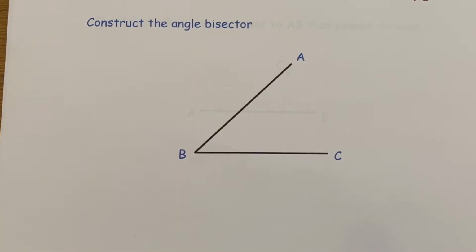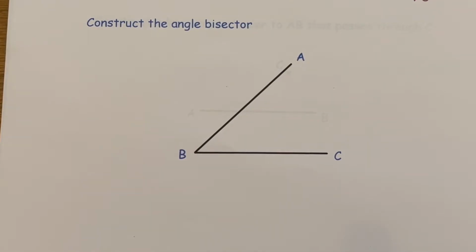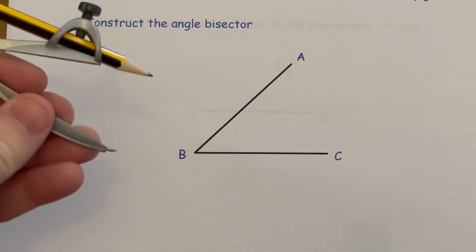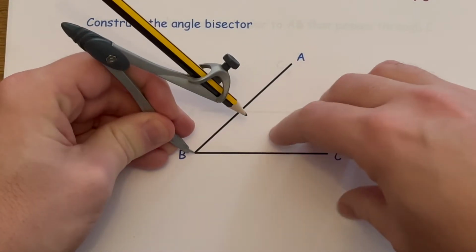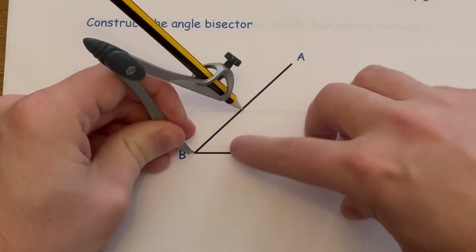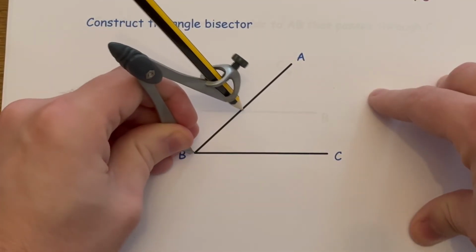Okay, now let's have a look at the angle bisector. We've got an angle ABC, which is an acute angle, and we're going to construct the angle bisector. Again, you're going to need your compass, pencil, and a ruler. Get your compass, put the point on B, and set the pencil a fair distance away from B, not too far and not too close. I'm going to choose somewhere like that.